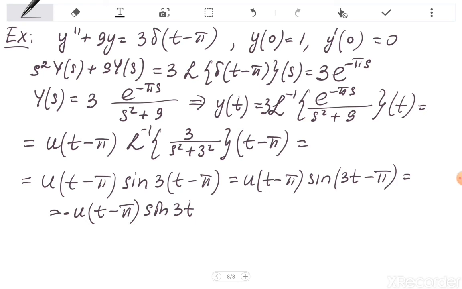So we can solve the problem using the Laplace transform and inverse Laplace transform, avoiding all these limiting processes.